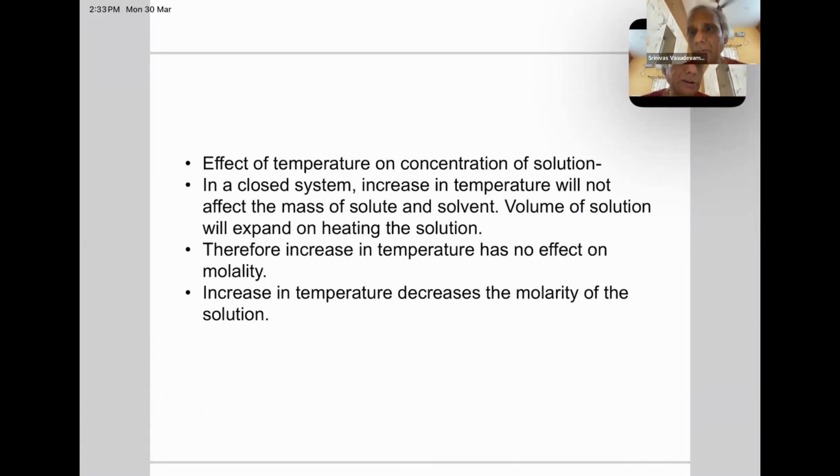Effect of temperature on the concentration of a solution. In a closed system, when the temperature is increased, mass does not change, but the volume of the solution will expand. Molality is the number of moles of solute divided by the mass of solvent in kilogram, so only mass terms are involved. So molality does not change with temperature. Whereas molarity is the number of moles of solute divided by the volume of solution in decimeter cube. When you increase the temperature, the volume will expand. Therefore, the molarity of the solution will decrease as the temperature increases.